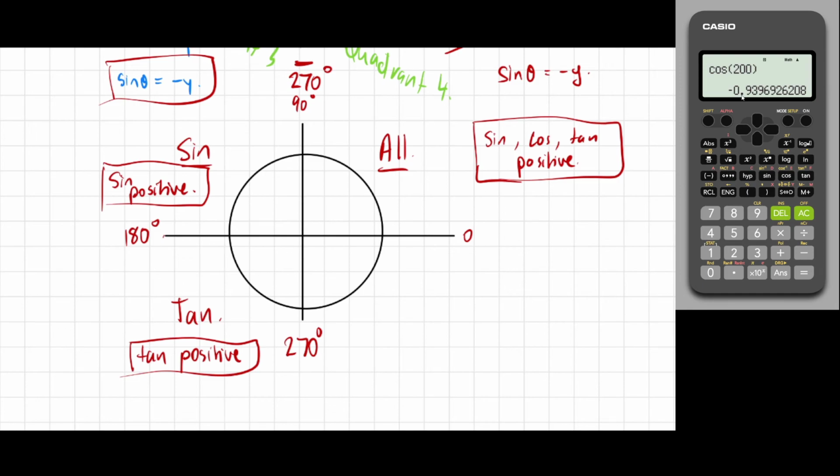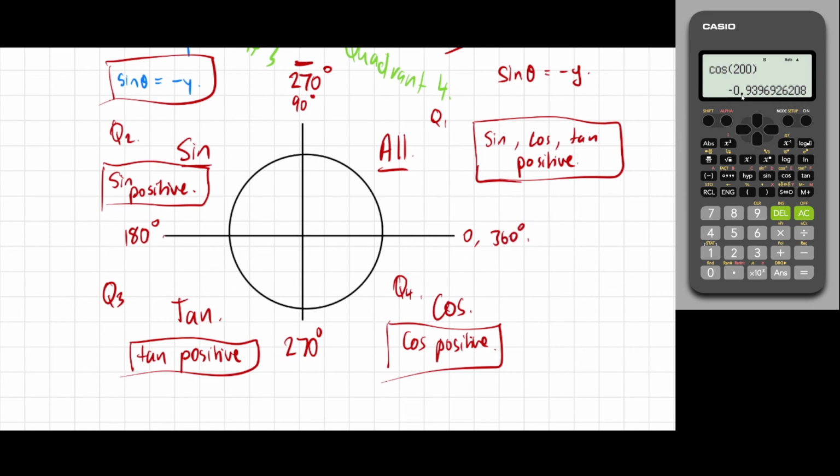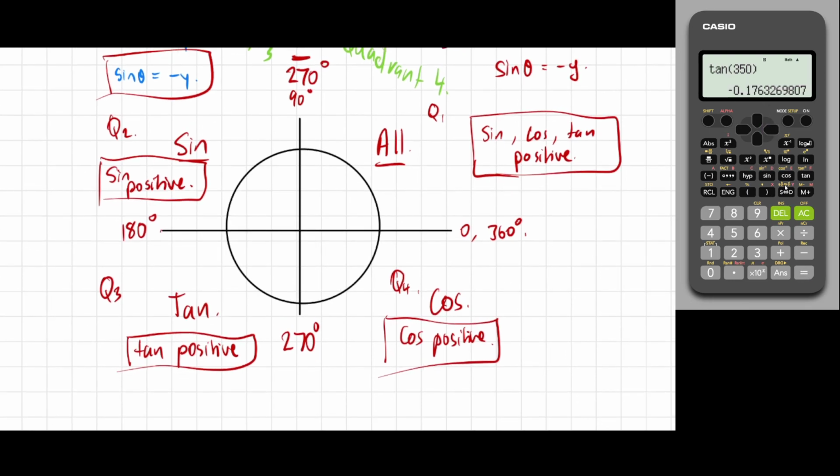So all of them are positive in the top right in quadrant 1, only sine in quadrant 2, only tan in quadrant 3. So you could probably guess what's going to happen in quadrant 4, and it's the cosine one. So cos is positive in this one here, and so that's between 0 and 360 degrees. And again, we can verify that. Let's say cos of 350 degrees. Put that in. Whoops. And you get, look at that, a positive value. And it should be negative for the other two. So that's negative 0.17, and this is also negative 0.17. So that's really convenient.